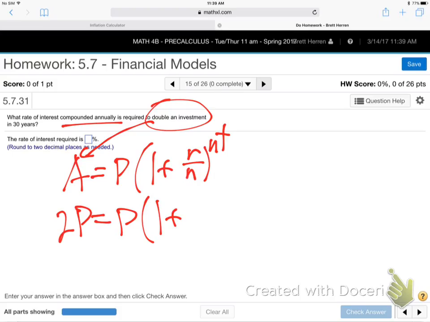Anyway, R over N. Does that make sense? If you want to double, then you want the amount to become 2P. Isn't that good? That's what double means, that the amount becomes twice whatever the principal put in the bank was. Right? 2P, double. And what's the N?